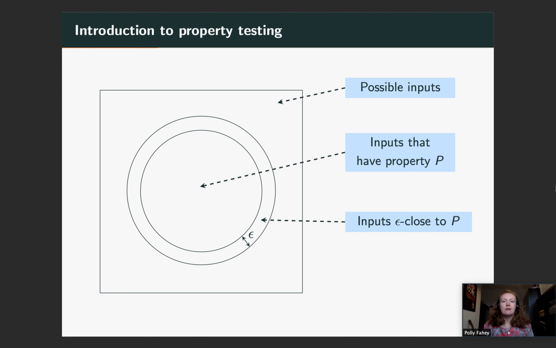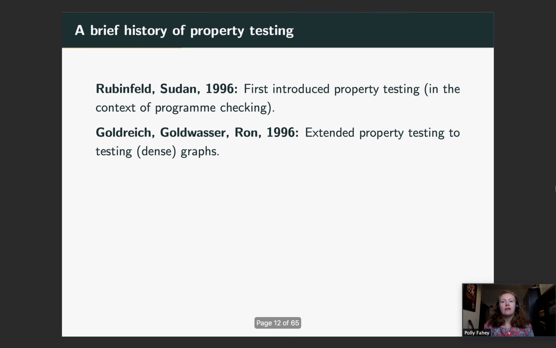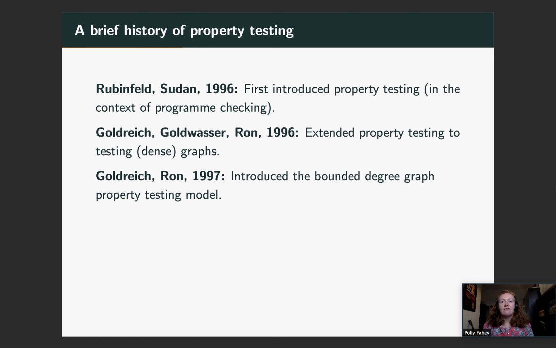Now, property testers typically work by looking at a constant number of small local parts of the input, and then by what they see, they try and decide if the input has the property or is far away from having the property. So let's go through a very brief history of property testing. It was first introduced in 1996 by Rubinfeld and Sudan in the context of program checking. Shortly after, it was extended to testing properties of dense graphs by Goldreich, Goldwasser and Ron. And then shortly after that, the bounded degree property testing model was introduced by Goldreich and Ron, and this is the model which we're going to be interested in today.